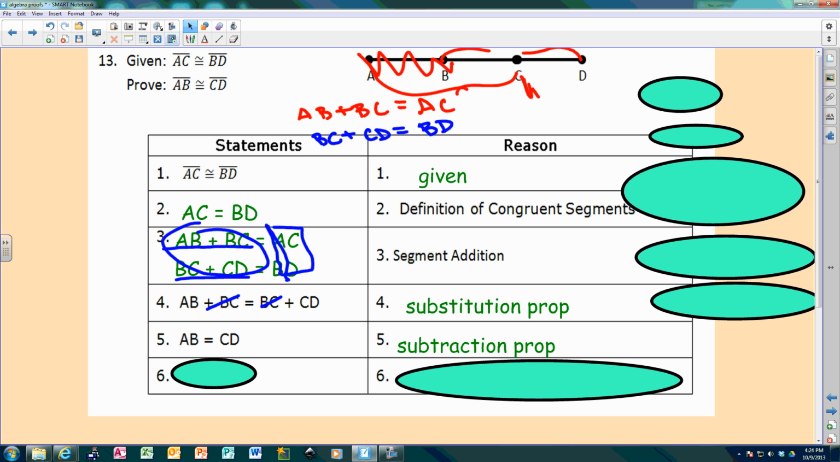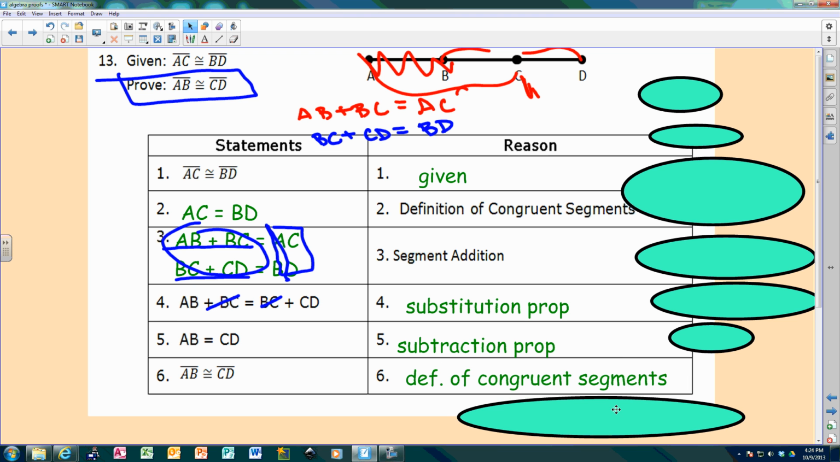Well, remember, the last thing you're trying to do is prove this piece right here. Well, I almost have that, except they're missing their little hats. So if I give them their hats back, then that's the definition of congruent segments.